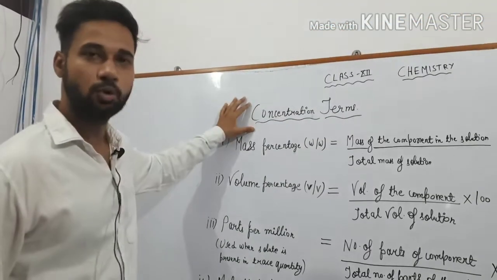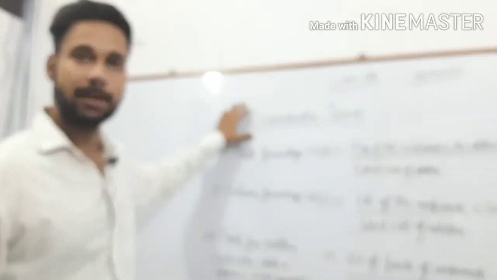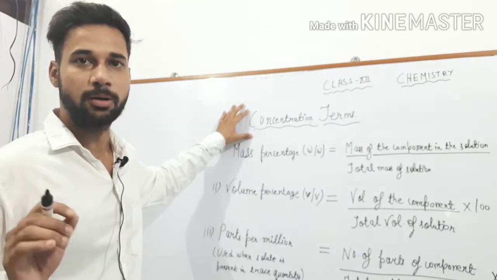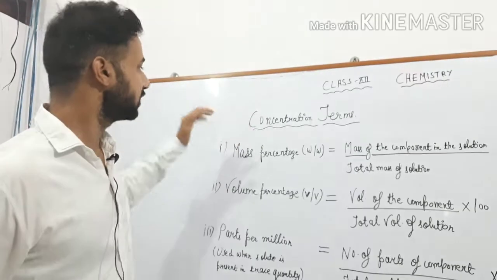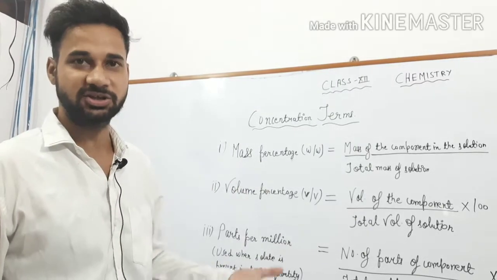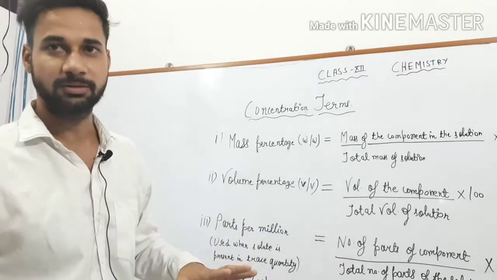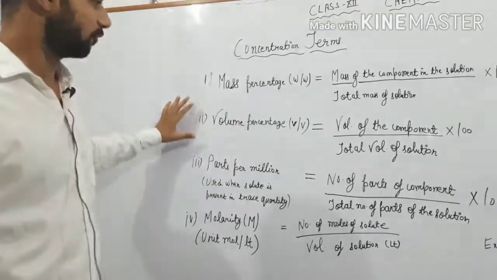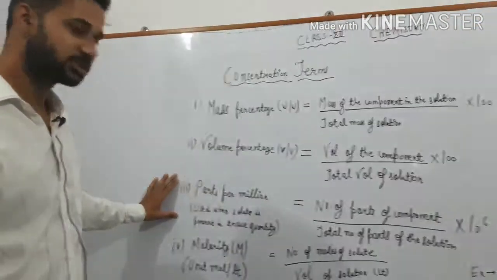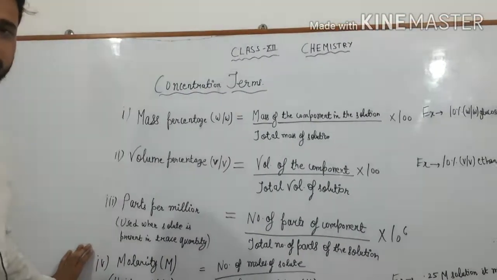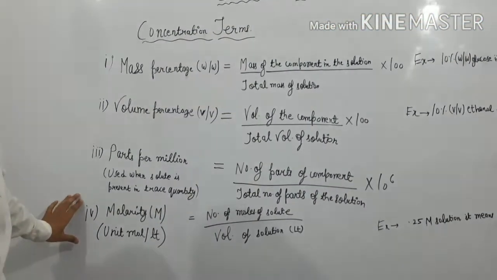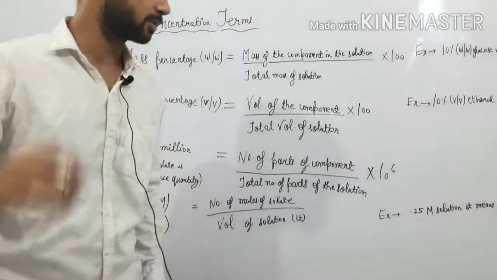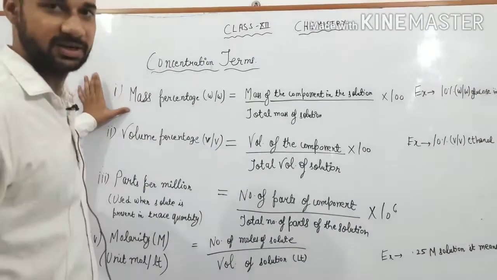So we know what concentration is. It is the amount of solute dissolved per liter of the solution or per kg of the solvent. There are many ways to find the concentration of the solute in the solution. Some ways are mass percentage, volume percentage, parts per million and molarity. And there are two more, molality and mole fraction, which we will discuss in the next video. So we will start with mass percentage.